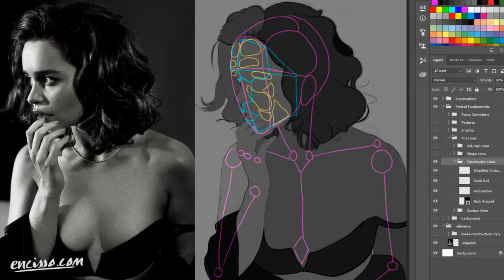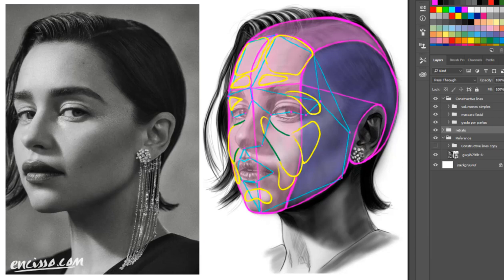Okay guys, so in this chapter we are going to talk about the constructive lines. The constructive lines are the foundation of our portrait and will help us to solve three major problems. The problem of the perspective and the gesture, the problem of the proportion of the face, and it's going to help us to simplify the anatomy. Okay, so let's look at each step more closely.